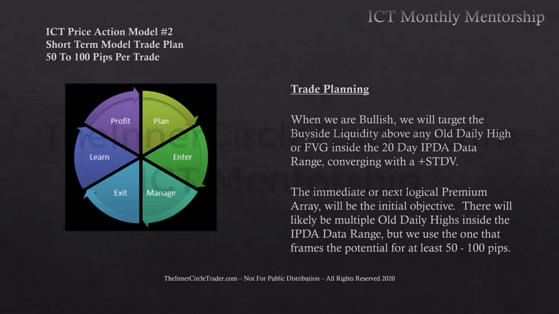When we are bullish, we will target the buy-side liquidity above an old daily high or fair value gap inside of the 20-day IPTA data range, converging with a standard deviation above. In other words, we're looking for a premium standard deviation. The immediate or next logical premium array will be the initial objective. There will likely be multiple daily highs inside of the IPTA data range, but we will use the one that frames the potential for at least 50 to 100 pips.